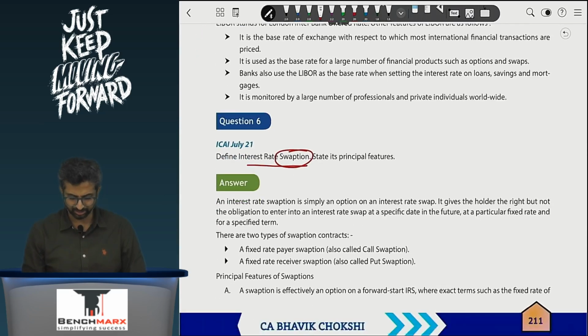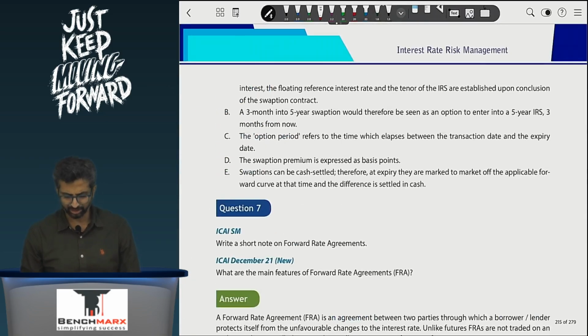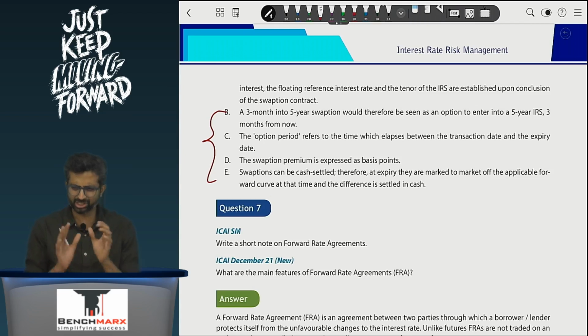Define interest rate swaptions. We discussed this earlier in the principal features. A swaption is simply an option on an interest rate swap. If I want to enter into an interest rate swap, it gives me an option to enter into an interest rate swap. Principal features, it's an option on a forward interest rate swap. So you can just refer to this theory. It's a little technical, but just remember a swaption is an option to enter into a swap.